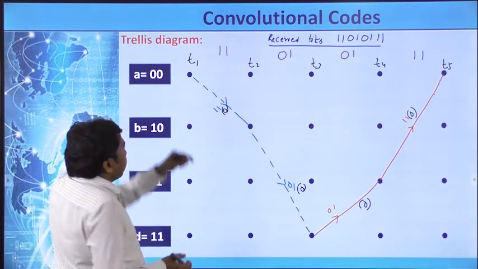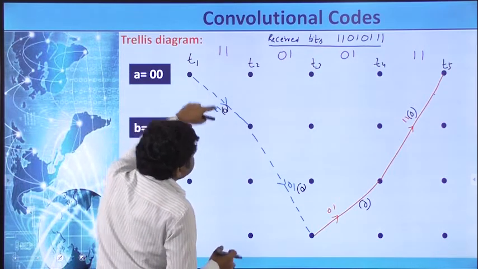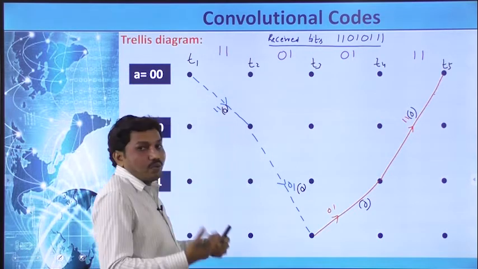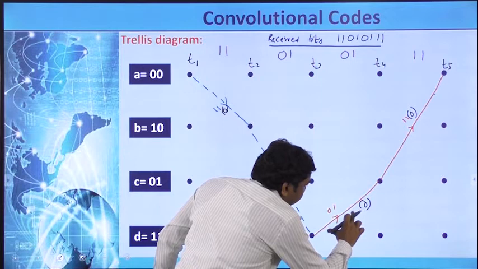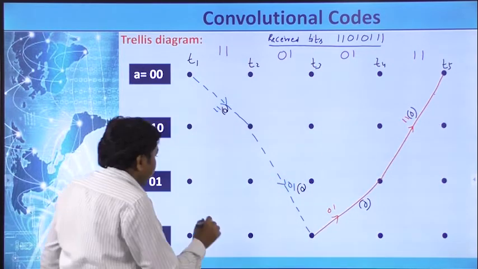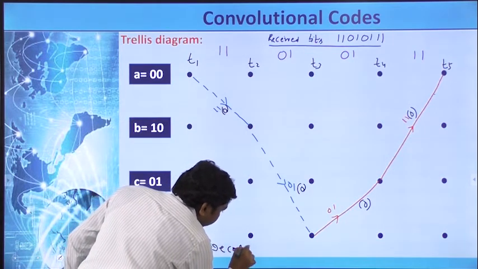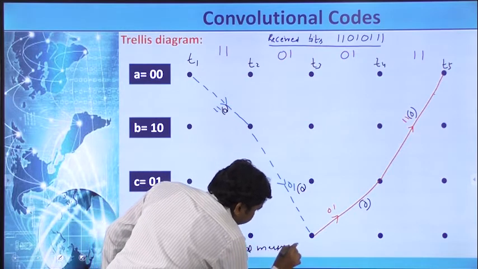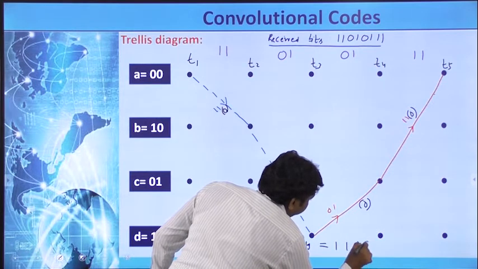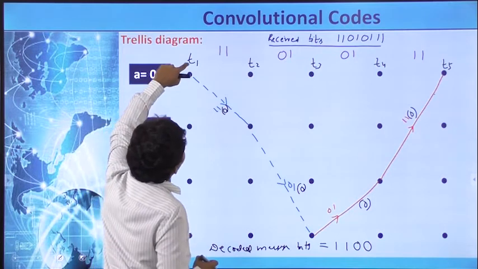On this path, here it is a dashed line. So a dashed line means the input bit is 1. Here also a dashed line, the input bit is 1. Here is a solid line, the input bit is 0. Here also a solid line, the input bit is 0. So the decoded message bits are 1 1 0 0.